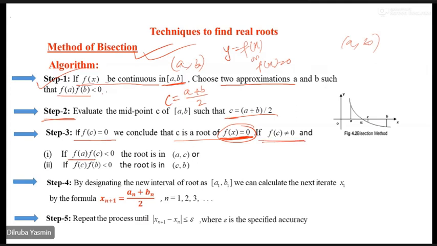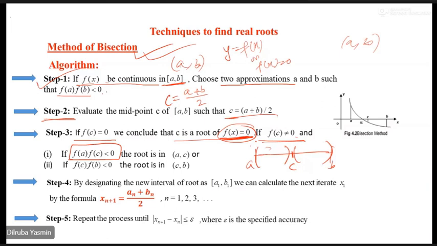Next, check these criteria. Suppose you get A and B. Suppose A is here, B is here, and you define C as the midpoint. So when you get f of C that is not equal to 0, that means you have to consider these two intervals, and you have to predict in which interval the real root exists.